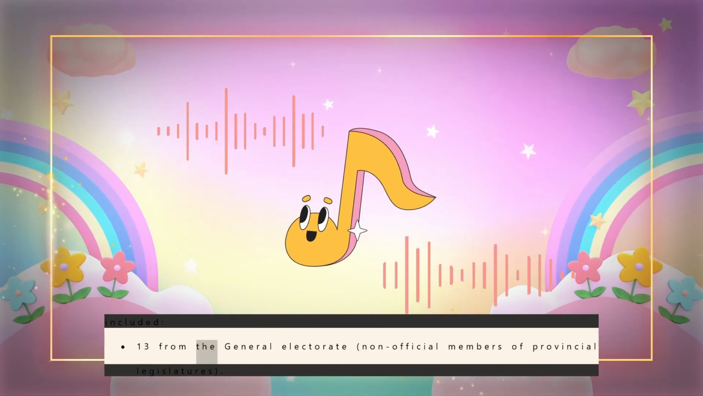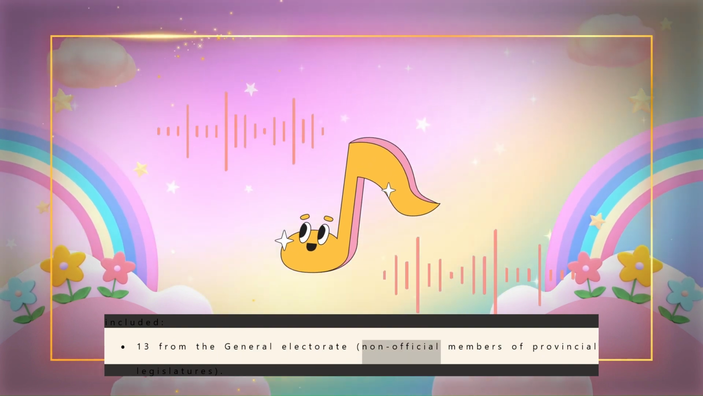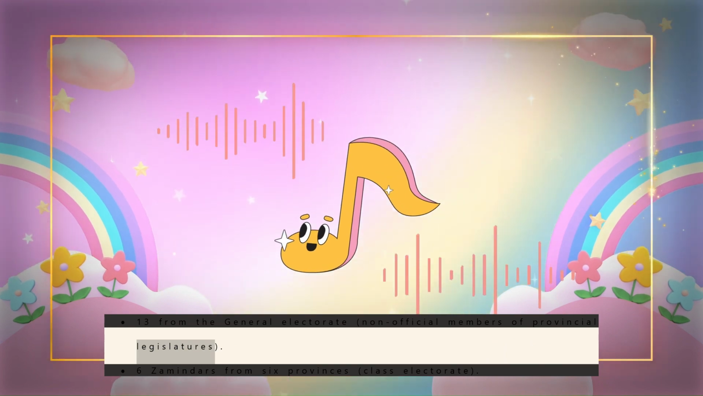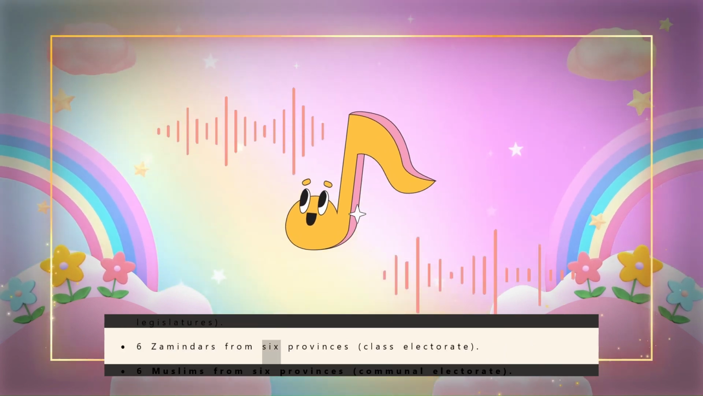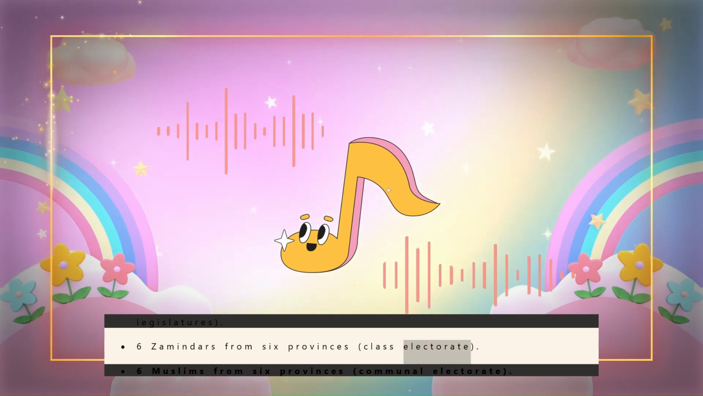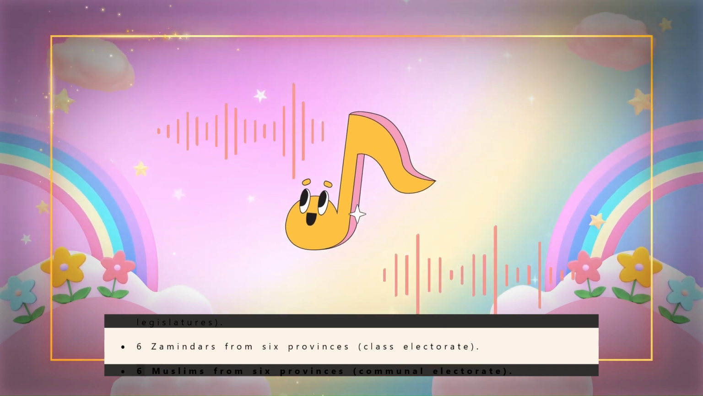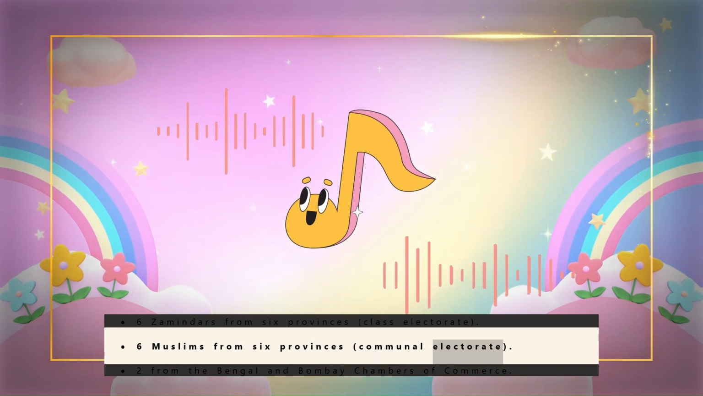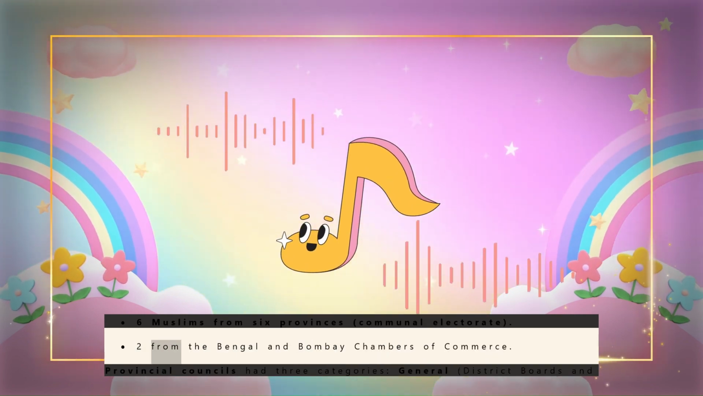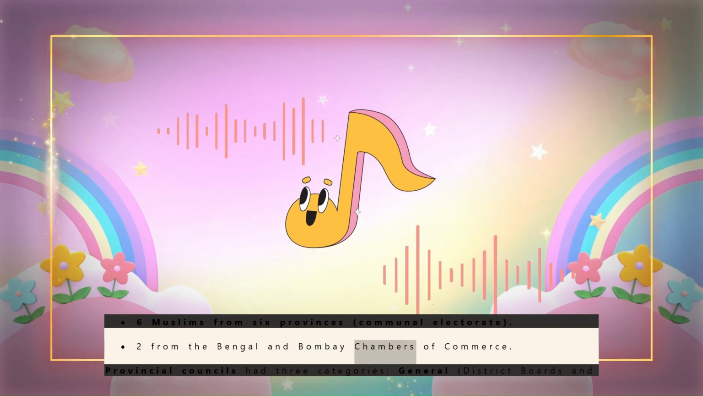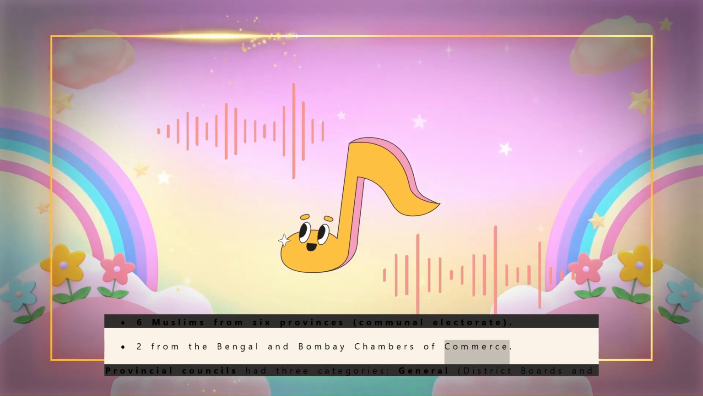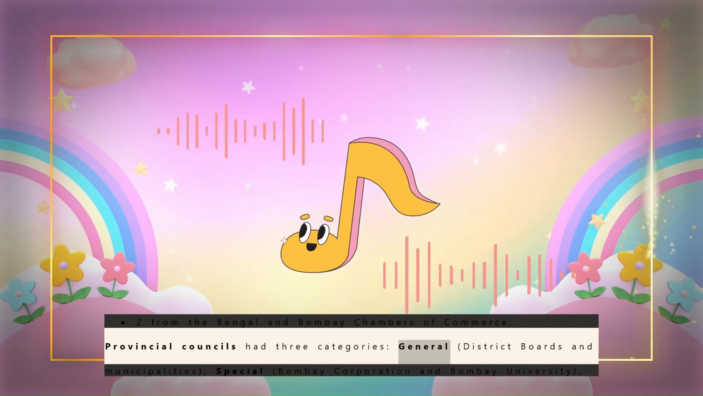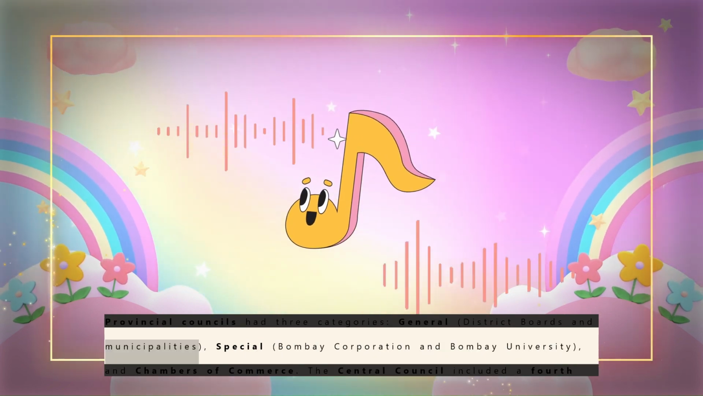The 27 elected members of the Central Legislative Council, CLC, included 13 from the general electorate, non-official members of provincial legislatures; 6 Zamindars from 6 provinces, class electorate; 6 Muslims from 6 provinces, communal electorate; and 2 from the Bengal and Bombay Chambers of Commerce.